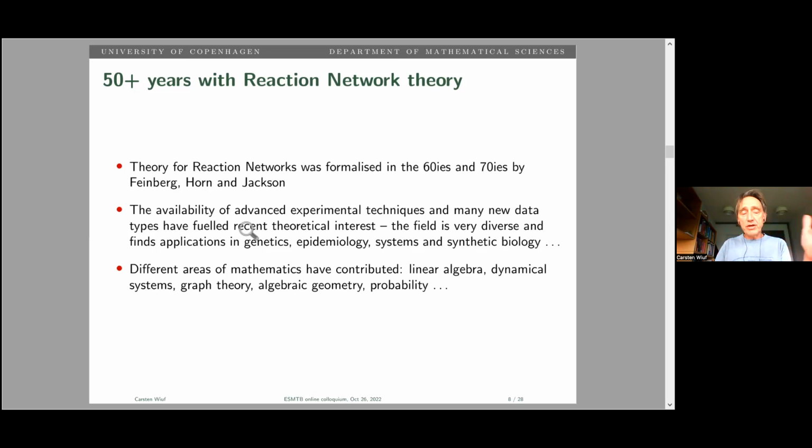And what is interesting, but not particularly relevant for the talk here, is that many different areas of mathematics have contributed to this development: linear algebra, dynamical system theory, graph theory, algebraic geometry, probability theory. Many different aspects of mathematics have gone into these advancements within reaction network theory that we have experienced in the last 10, 20 years.